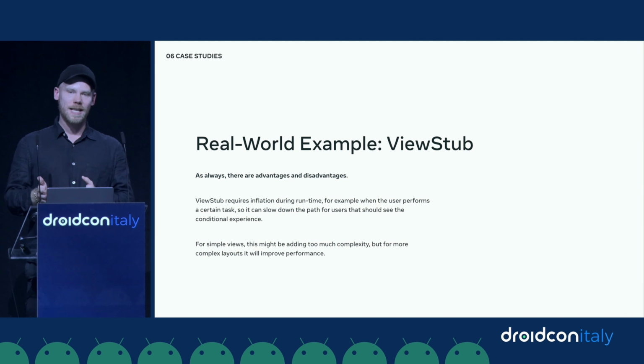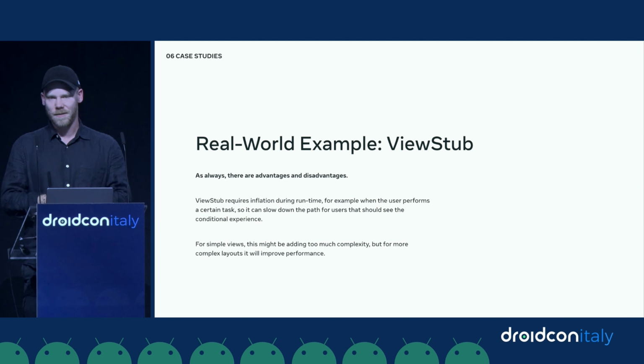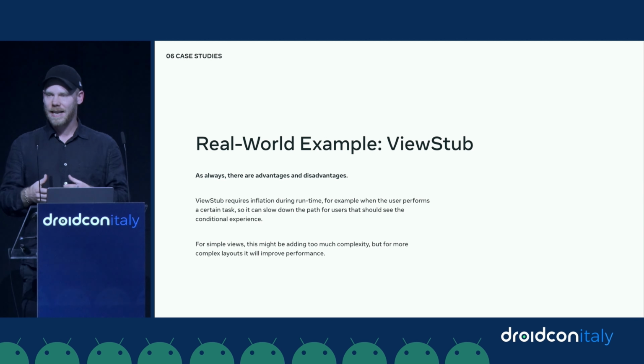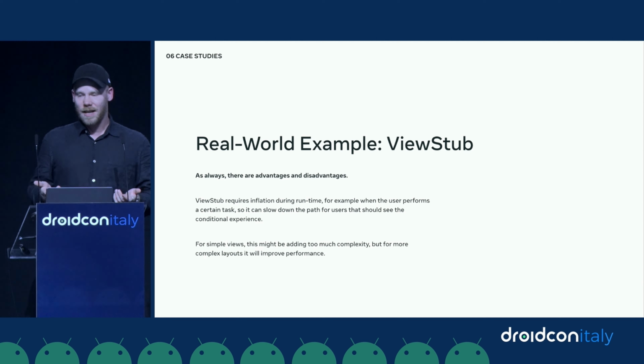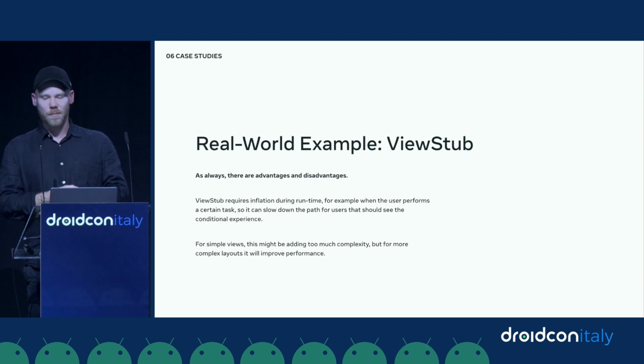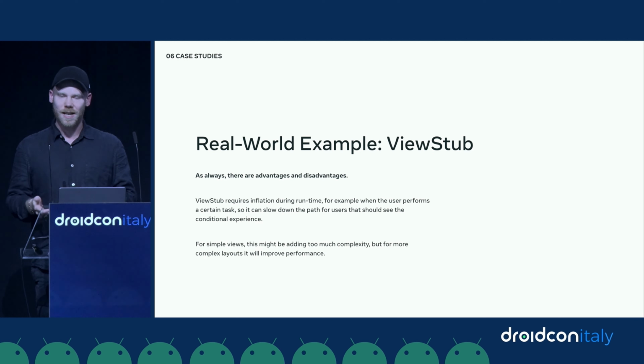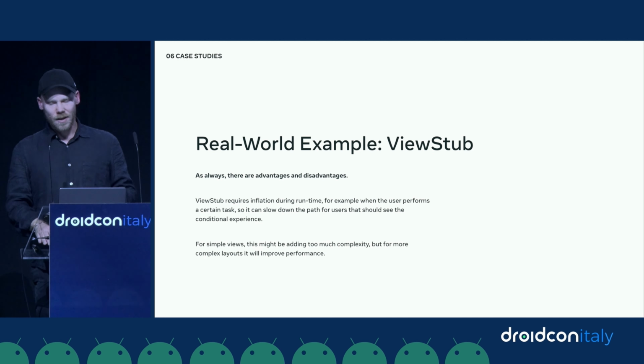So if you just have a text view, it's not worth it to replace it with a ViewStub. But as soon as you have any nested or any complex layout, chances are high it's worth it. Also, it removes it from the memory footprint. Even though it's not going to be measured or laid out, it's still in there. With the ViewStub, it's just a ViewStub.